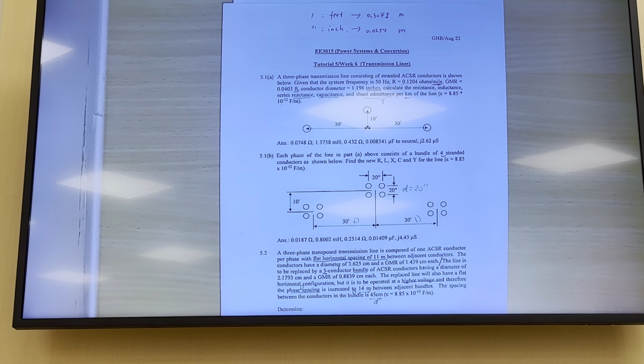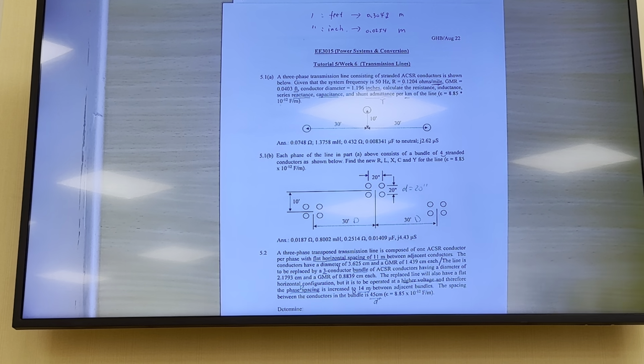Then question B is different. Question B is for the same spacing, each wire is replaced by a 4 bundled wire. We divide the original big wire into 4 small strands. Now, what's the difference? The GMD, the geometric mean distance, remains the same. However, the radius will be different. We need to recalculate the radius of the bundle.